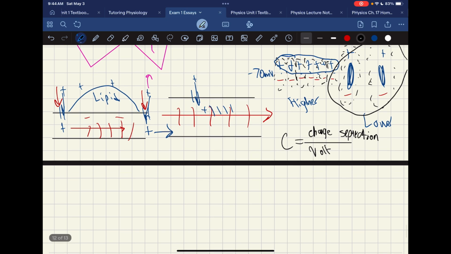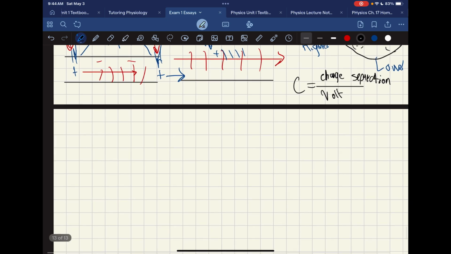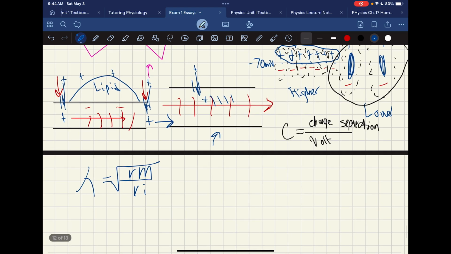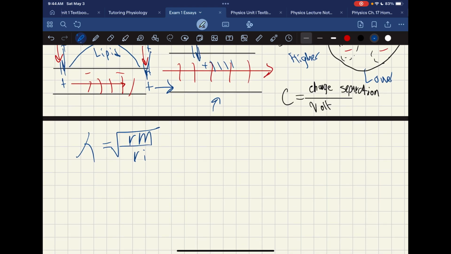Moving on. The length constant, we use lambda here. The formula for the length constant is as follows: Rm over Ri. This measures how far a graded potential can travel along a neuron, so what we've been talking about up here. Rm is the membrane resistance.